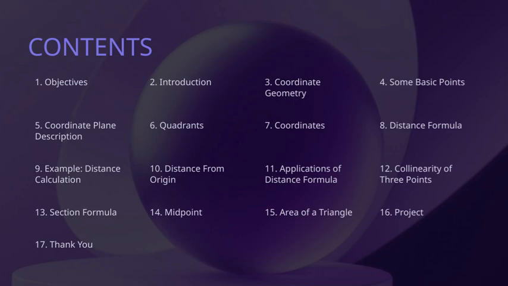in real-world applications. We'll also learn about the distance from the origin and the midpoint, which are essential concepts in understanding spatial relationships. The section formula will help us find points dividing segments, and we'll explore the collinearity of 3 points, understanding when points lie on the same straight line. Quadrants will be discussed to help us navigate the coordinate plane efficiently. Then, we'll look at an example of distance calculation to solidify our understanding. The area of a triangle will be covered, linking geometry to coordinate points.